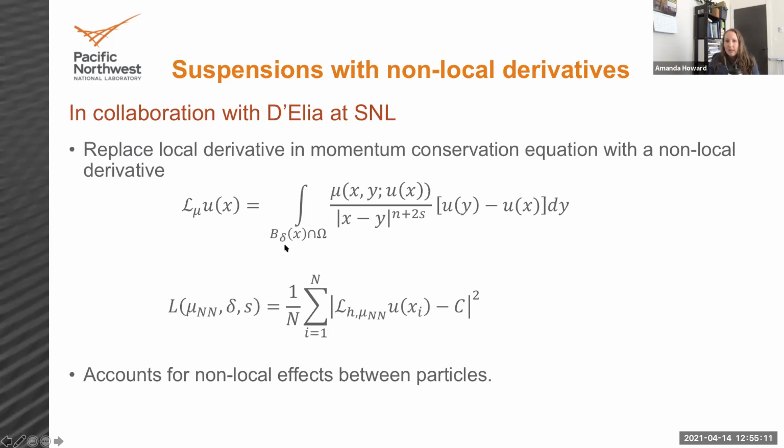So delta is going to be the length scale of this non-local derivative. And I'll talk about delta here. For this work, we've fixed s. But we don't have any way of knowing what delta should be. And so that's why we need this neural network, so we can learn what delta should be.